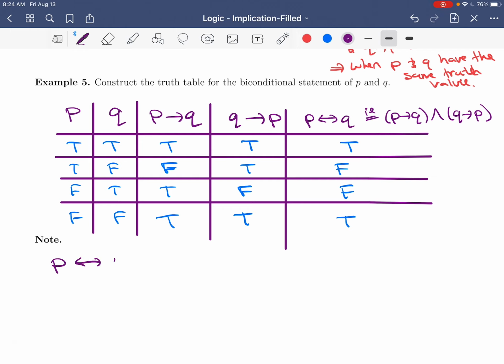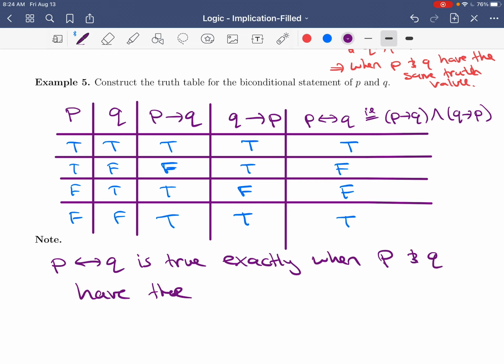And then my note is the same as what I already wrote. P if and only if Q is true exactly when P and Q have the same truth values. So that is the implication and the biconditional.